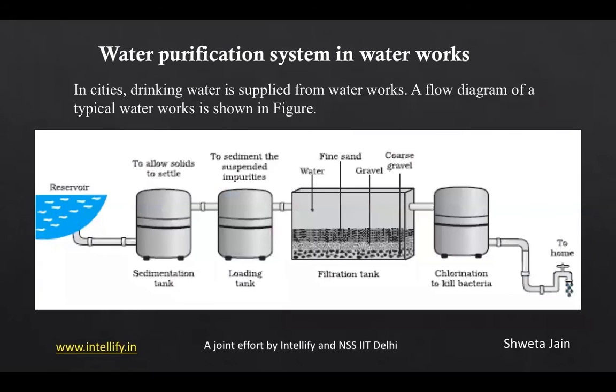This is the diagram of water purification system in waterworks. So we can see water from a reservoir is allowed to pass through a sedimentation tank. In the sedimentation tank, solids settle down. Then it passes through a loading tank. In the loading tank, suspended impurities sediment out. Then it passes through a filtration tank, which is having fine sand, gravel and coarse gravel. From the filtration tank, it goes to another tank where water is subjected to chlorination. Chlorination will kill the bacteria, and then this water reaches the tap water in homes.